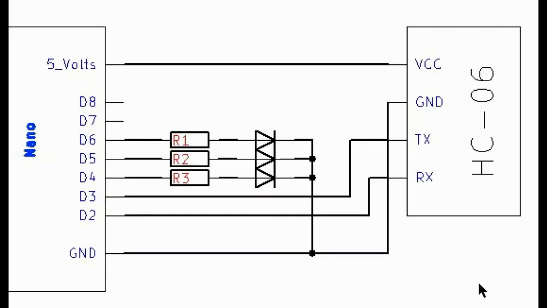Here's a little wiring diagram, which is all on the GitHub page. The HC06 gets its VCC and ground from the Nano, and just TX and RX here are hooked to D2 and D3. So the software we provide works with this hookup and also with 3 LEDs that we can use to demo some of the features.